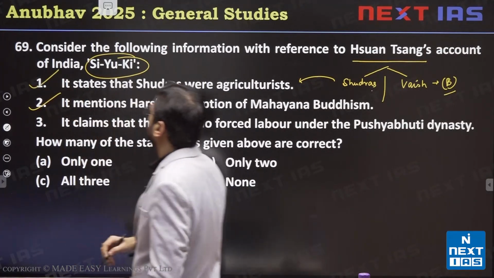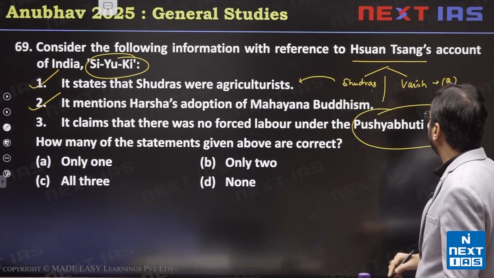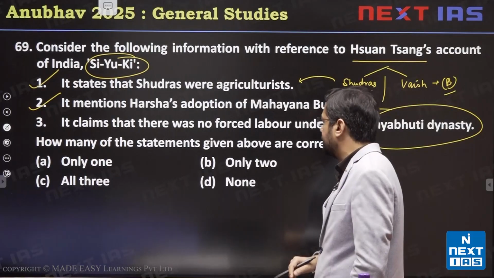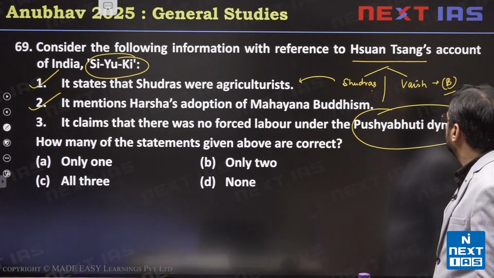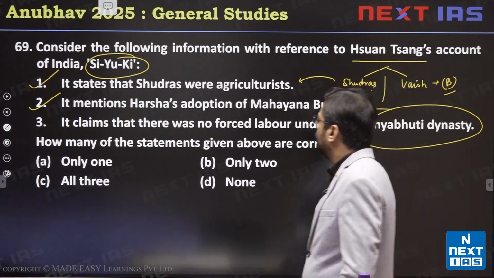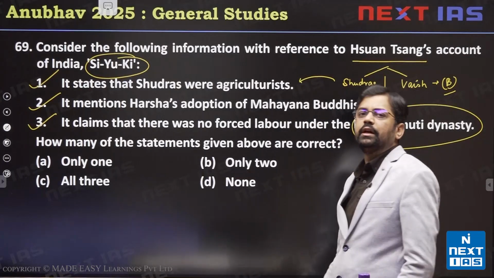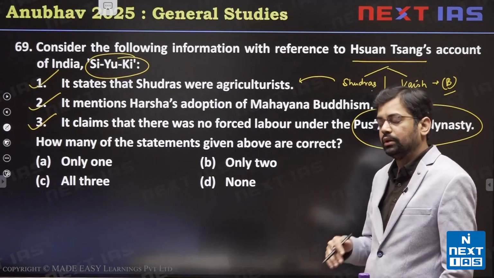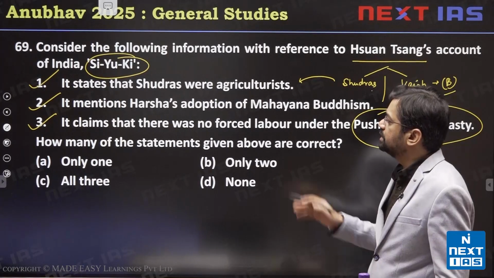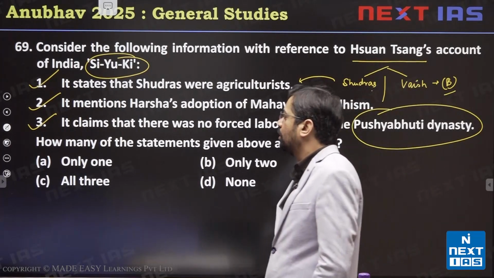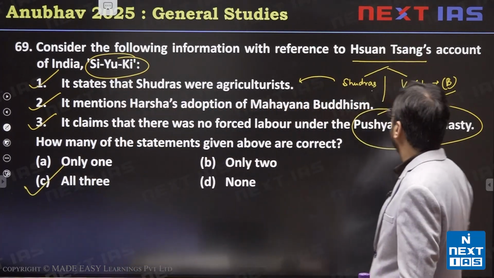It also mentioned that during the time period of Harshvardhana, who is one of the major rulers of the Pushya Bhuti dynasty, it claims that there was no forced labor. So, when he observed the social structure and the economic life, he claims that there was going to be no forced labor during this particular dynasty's rule. So, this makes the third statement also correct. So, the answer is going to be C. All the three statements are correct.